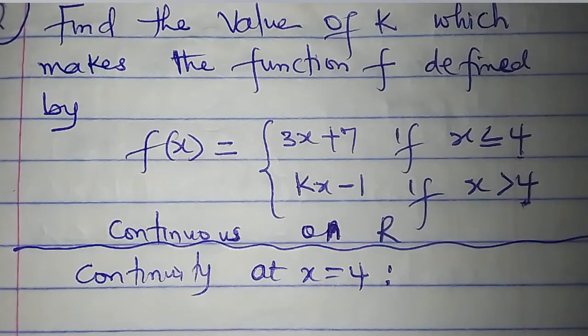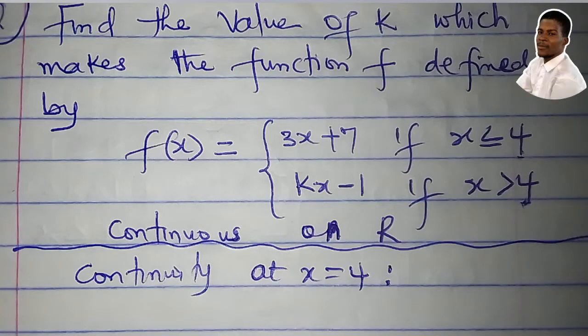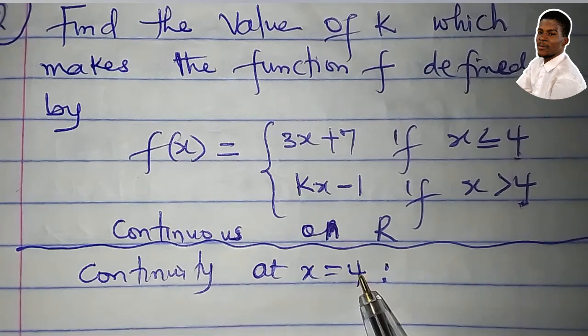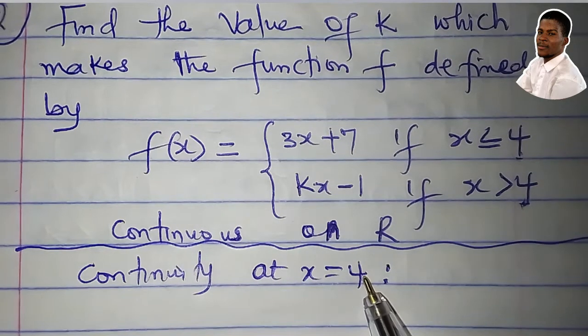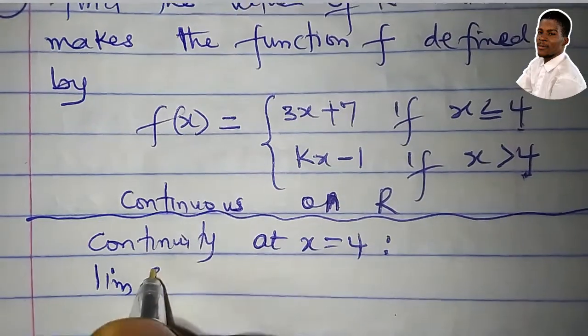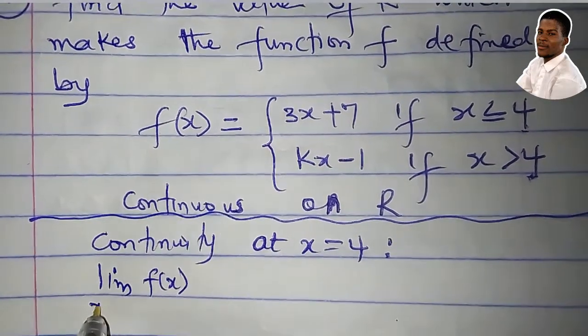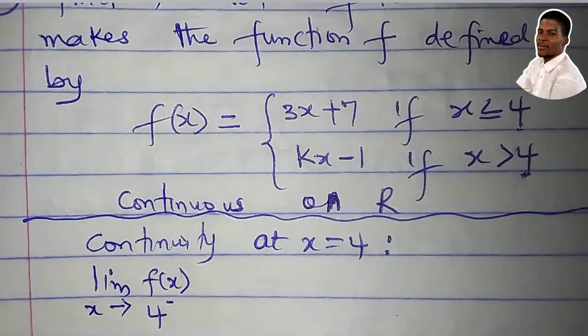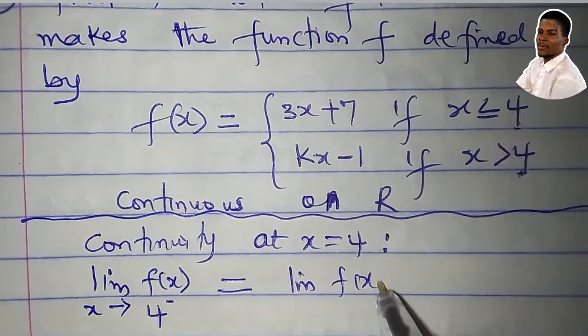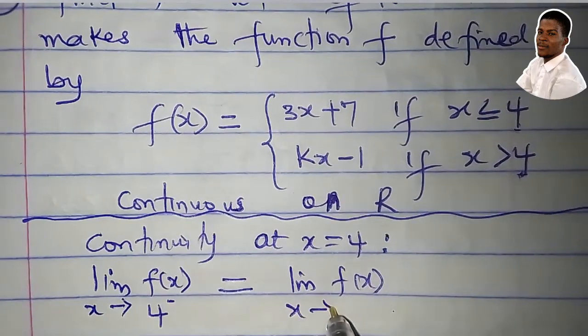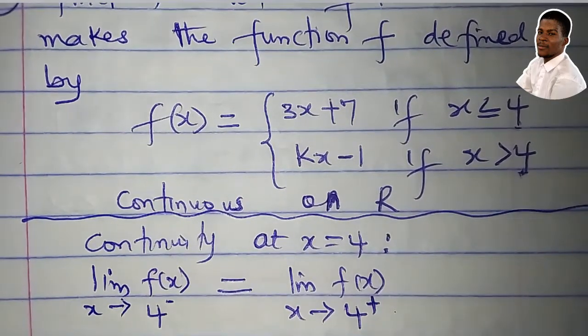For the function to be continuous at x equal to 4, the limit of the function as x approaches 4 from the left must be equal to the limit of the function as x approaches 4 from the right. The limit of f of x as x approaches 4 from the left must be equal to the limit of the same function as x approaches 4 from the right.